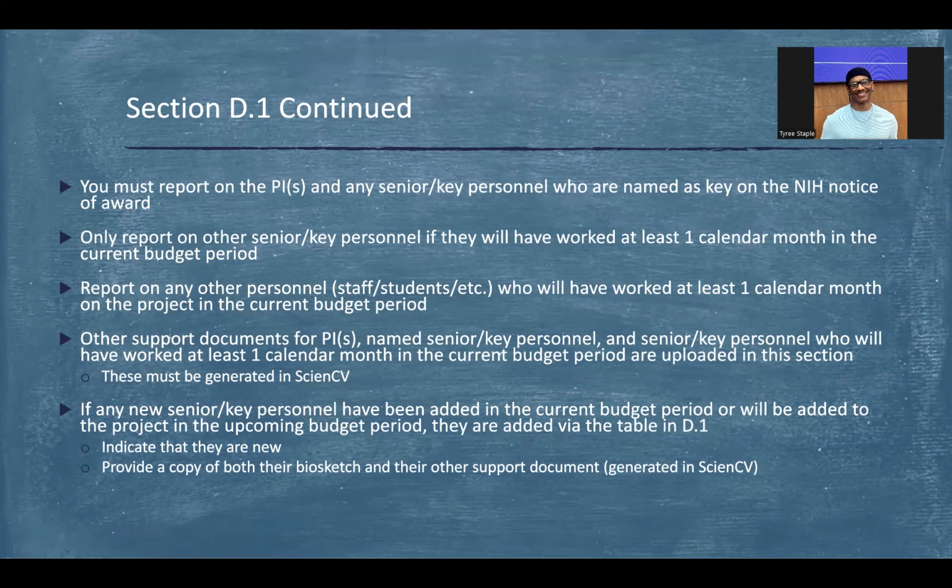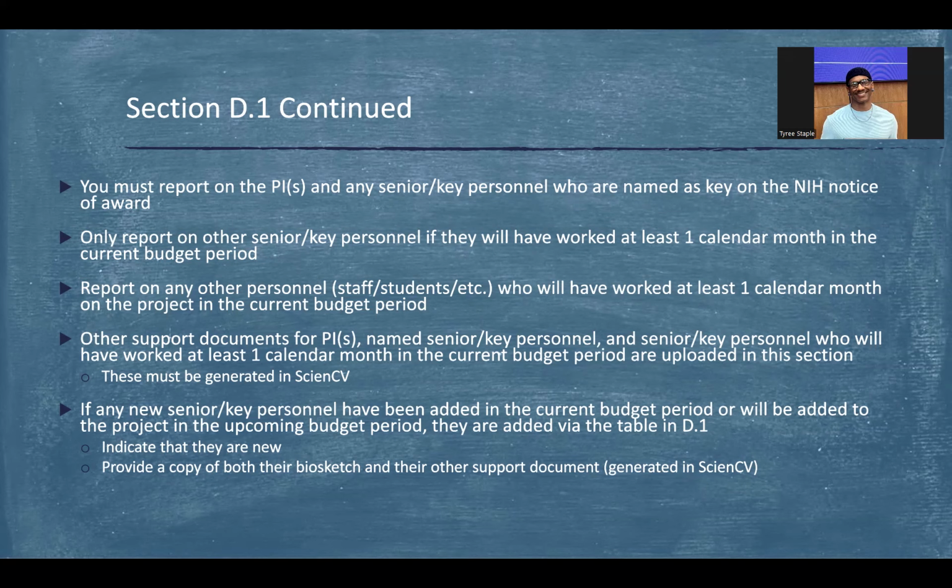So, who needs to be reported in the all personnel report? It's the PI and any MPIs and any senior key personnel who are named as key on the NIH Notice of Award. What we talked about the other day in section 4 of the Notice of Award, if they specify any key personnel there, those people have to be reported on no matter what.